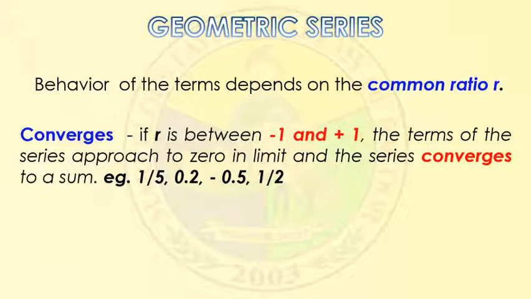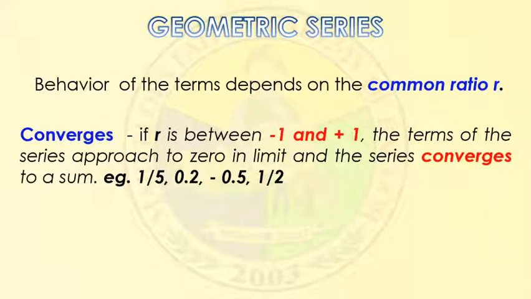Una, kapag sinabi natin converges. When we say converges, if r is between negative 1 and positive 1, the terms of the series approach 0 in the limit and the series converges to a sum. Example given, 1 over 5, 0.2, negative 0.5, and 1/2. So, if the value of the common ratio is greater than negative 1 and less than 1, ibig sabihin nun siya ay converges.